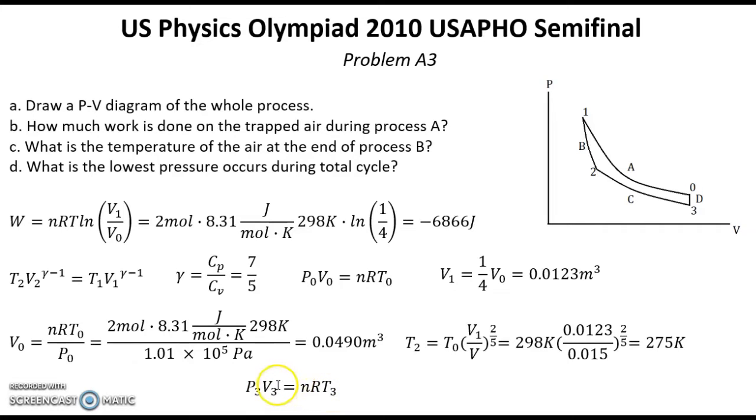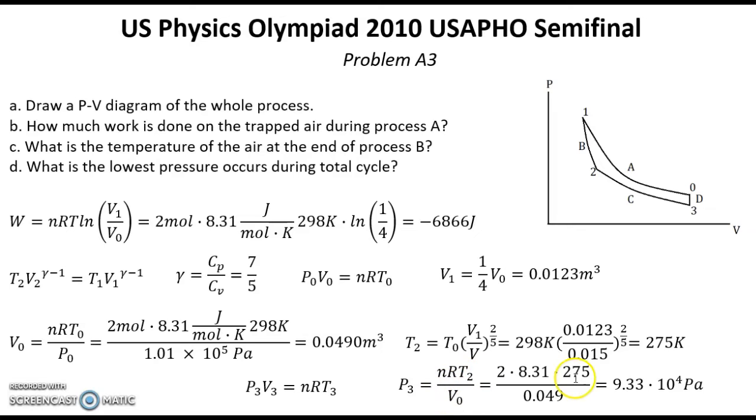Here we already know that V3 is the same volume as in initial point 0. So that's 0.0490. Temperature T3 is the same as the temperature T2, because this is isothermal expansion. So finally we can count what is P3. P3 equals number of moles multiplied by R multiplied by T2 over V0.